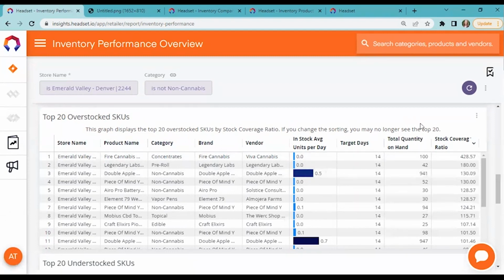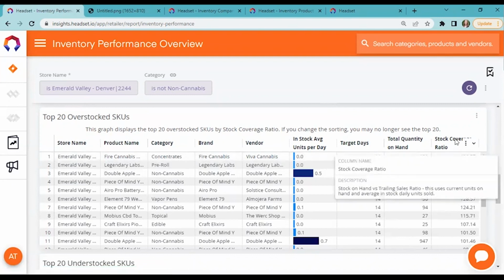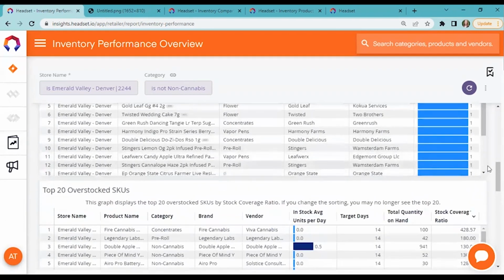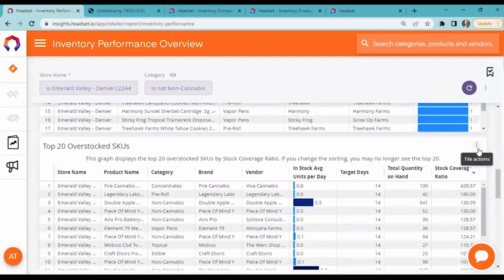Total quantity on hand is how many units you have on hand of these individual SKUs. So it's going to be larger numbers here. And then stock coverage ratio, this whole table is based on the stock coverage ratio for individual products. If you attended my inventory management training, then you'll have a better idea of what stock coverage ratio is, but it's essentially how much time you can cover with the inventory that you have on hand. So that's top 20. Again, you can download this data as well to look at more than the top 20.